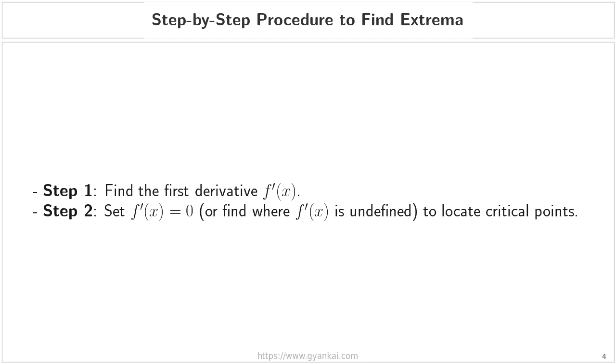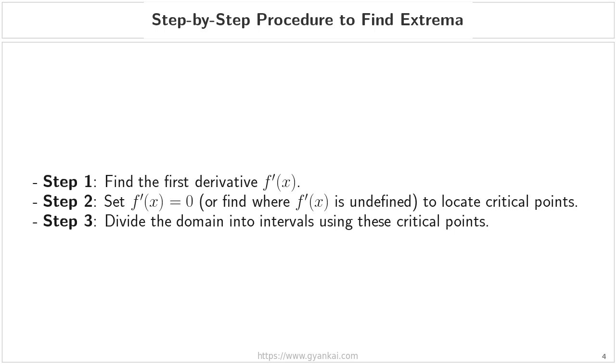Step 2 is to locate the critical points. We do this by setting f prime of x equal to 0 or by identifying any points where the derivative is undefined. As we discussed earlier, these points are our candidates for a maximum or minimum. Step 3 involves organizing our search. We use the critical points we just found to divide the entire domain of the function into several distinct intervals.